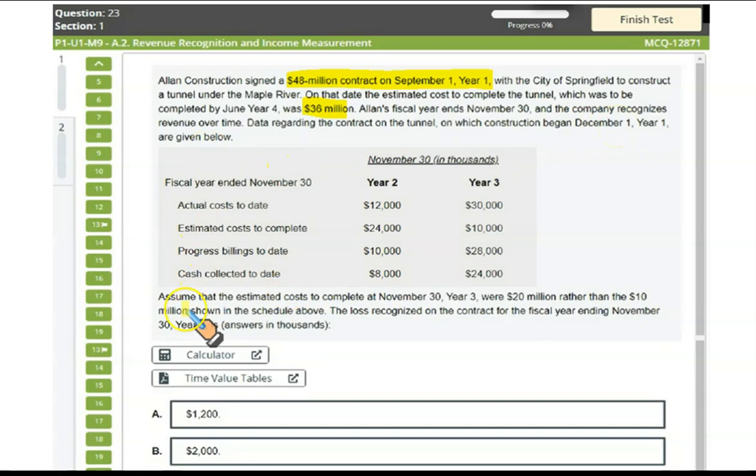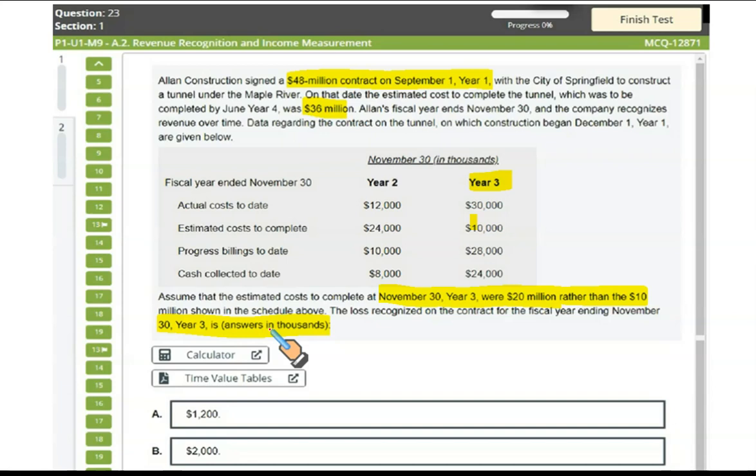What is required? Assume that the estimated cost to complete at the end of year 3 were $2 million rather than 10 as shown. We'll see. The loss recognized on the contract for the fiscal year ending November 30th, year 3. This is important. You need to find it for year 3. That's why the requirement should always be kept in mind: what exactly I was supposed to do.